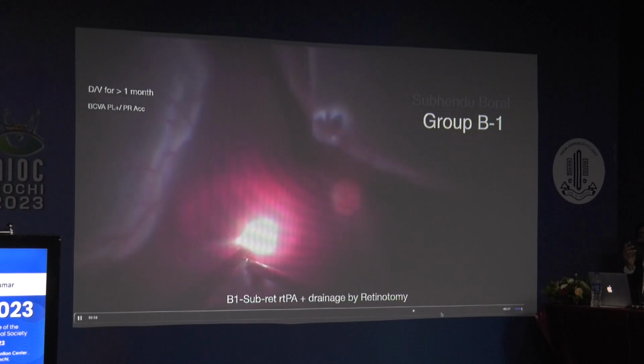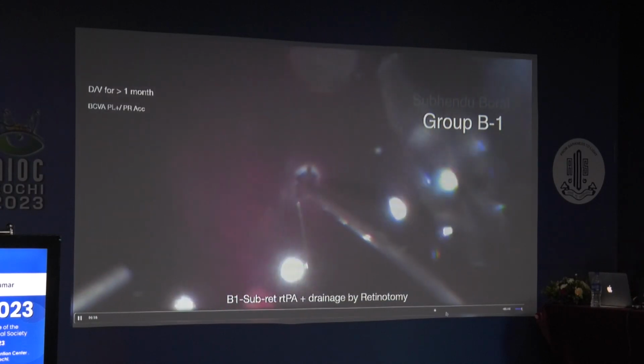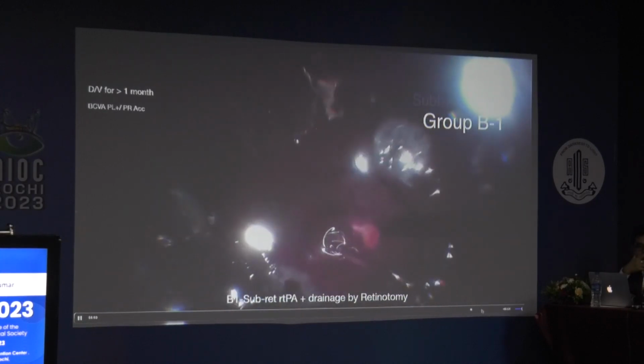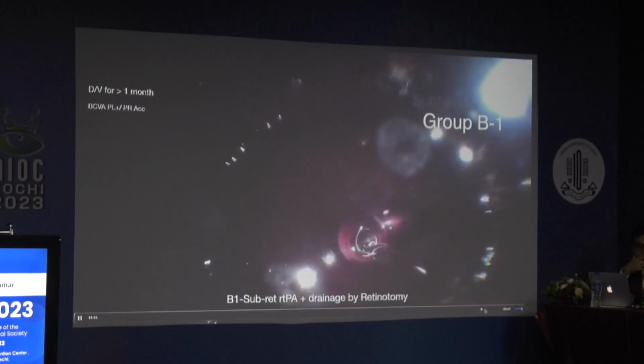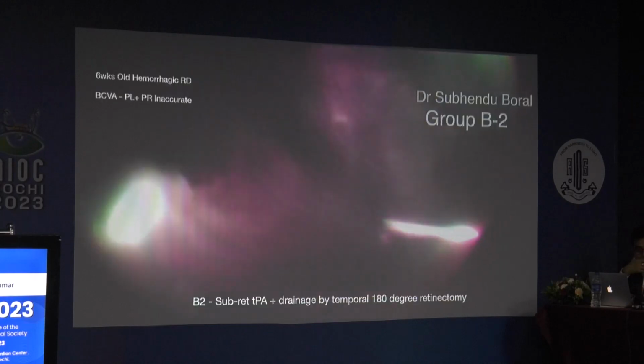It is not mandatory to remove all the blood, but some layer of blood may be there at the end of your surgery. You can wait and it will resolve spontaneously. So finally, you can inject gas or oil tamponade depending on the sites of retinotomy. And postoperatively, you can see good improvement. Finally, this patient's vision was 6/12 after silicone removal and ERM removal, because ERM was formed.